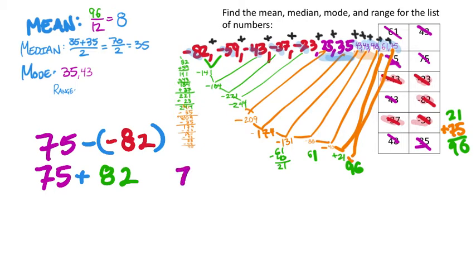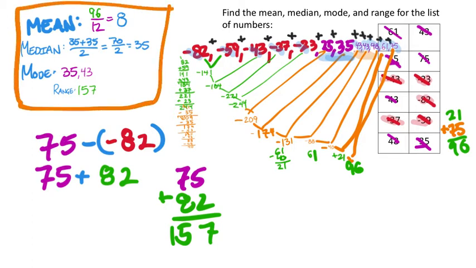We can stack and add these, 75 plus 82, to get our actual range here. 5 plus 2 is 7 in the ones place value. 7 plus 8 in the tens place value is 15. So 157 appears to be our actual range here, 157. Okay, and that takes care of all 4 parts of this problem, all 4 answers here in the top left.